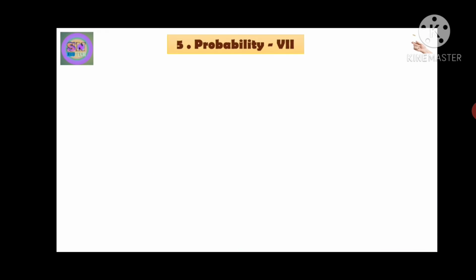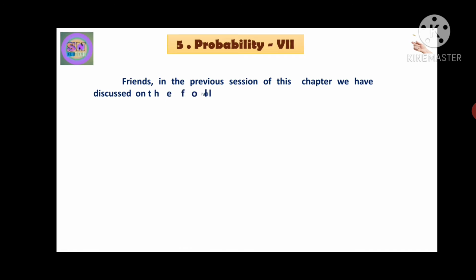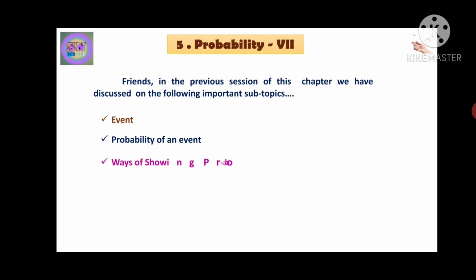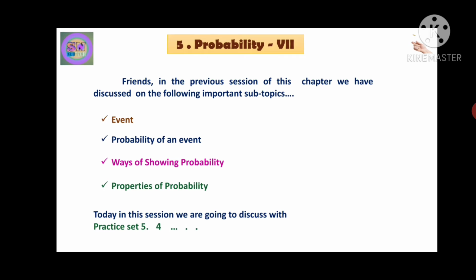Friends, in the previous session, probability part 6, we discussed the following important subtopics of this chapter: event, probability of an event, ways of showing probability, properties of probability. Today in this session we are going to discuss practice set 5.4.